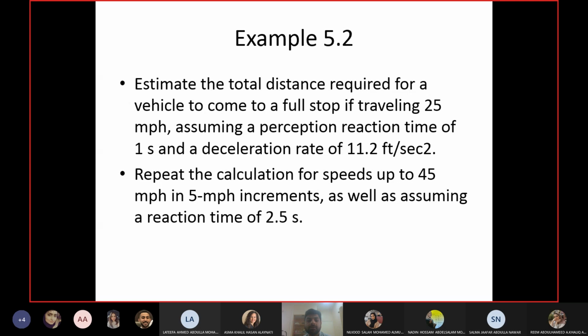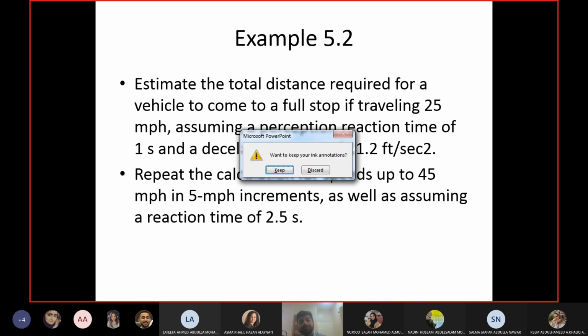In the second part of the question, they are saying repeat the calculations for speeds up to 45 miles per hour. So from 25, you will increase the speed up to 45 using an interval of 5 miles per hour. So 25, then 30, 35, 40, and then 45. And then you will also assume a reaction time of 2.5 seconds. Okay, so let me make an Excel sheet here.